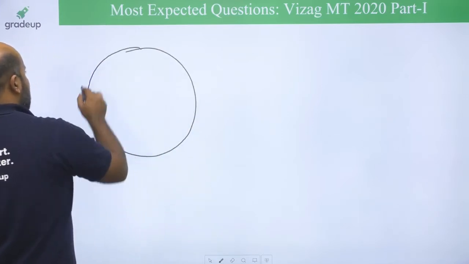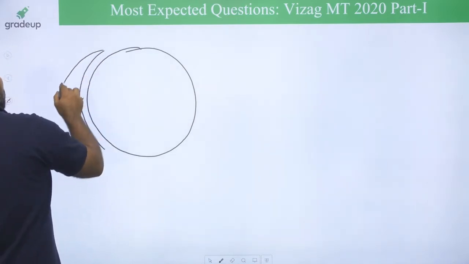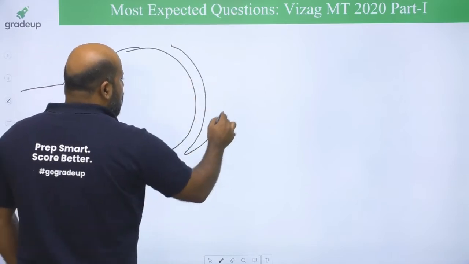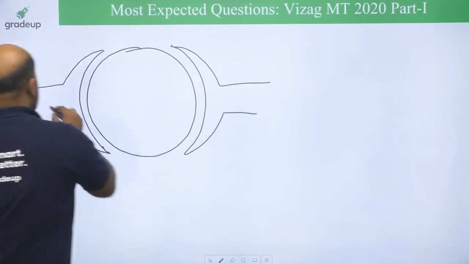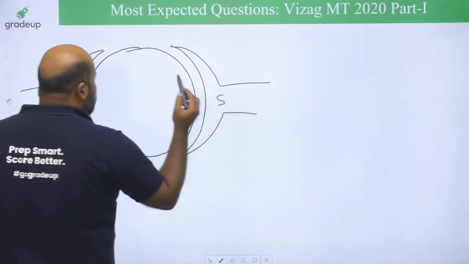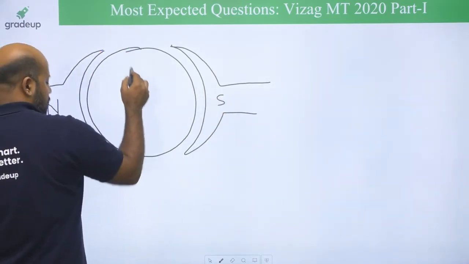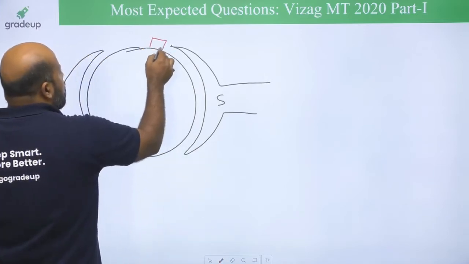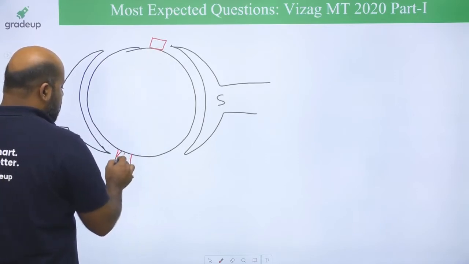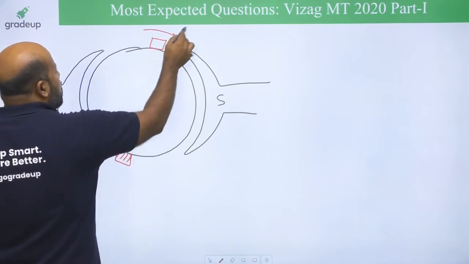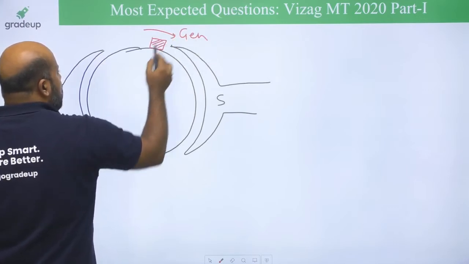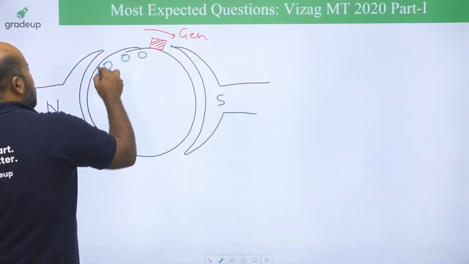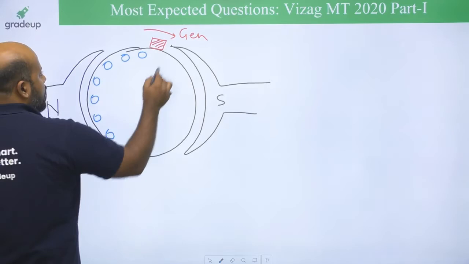this is your DC machine. This is North Pole. This is South Pole, and suppose you are going to place the brushes like this. This is how you have placed the brushes. You have shifted the brushes in the direction of generator rotation, and suppose this is the situation. These are your armature conductors.